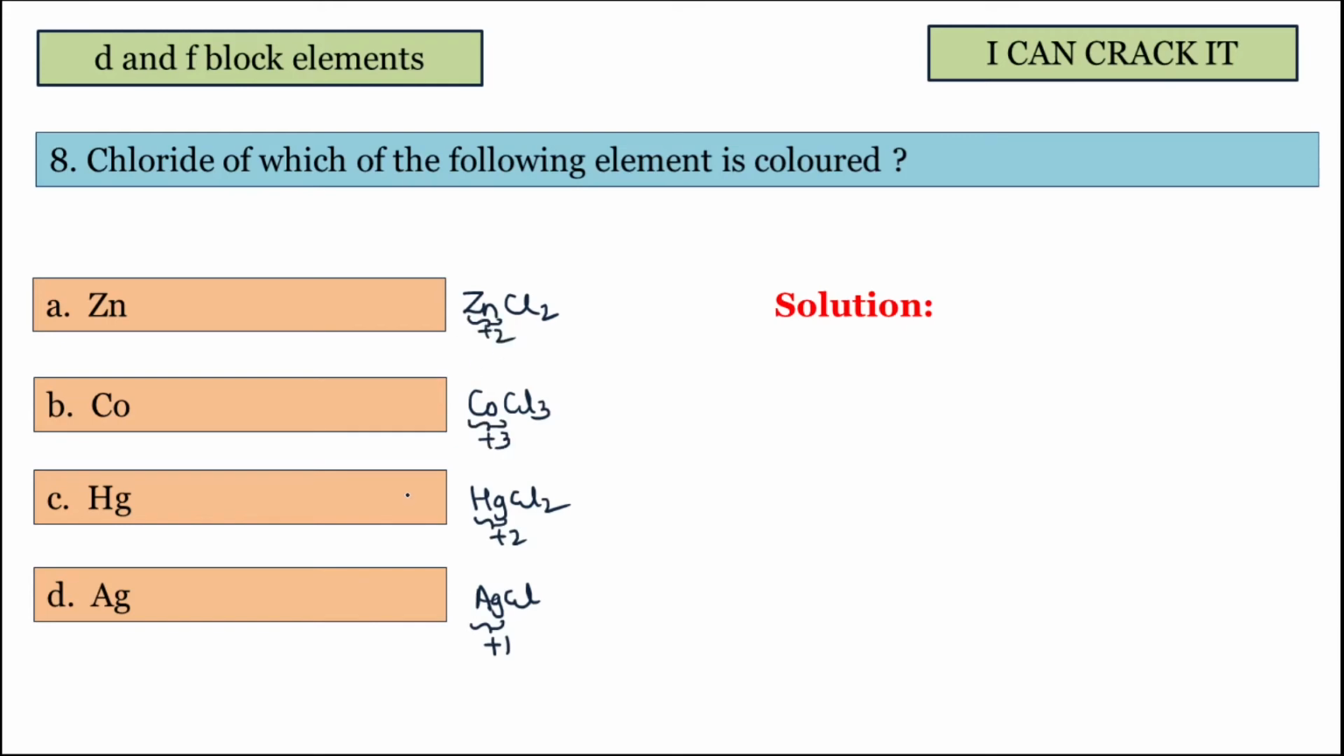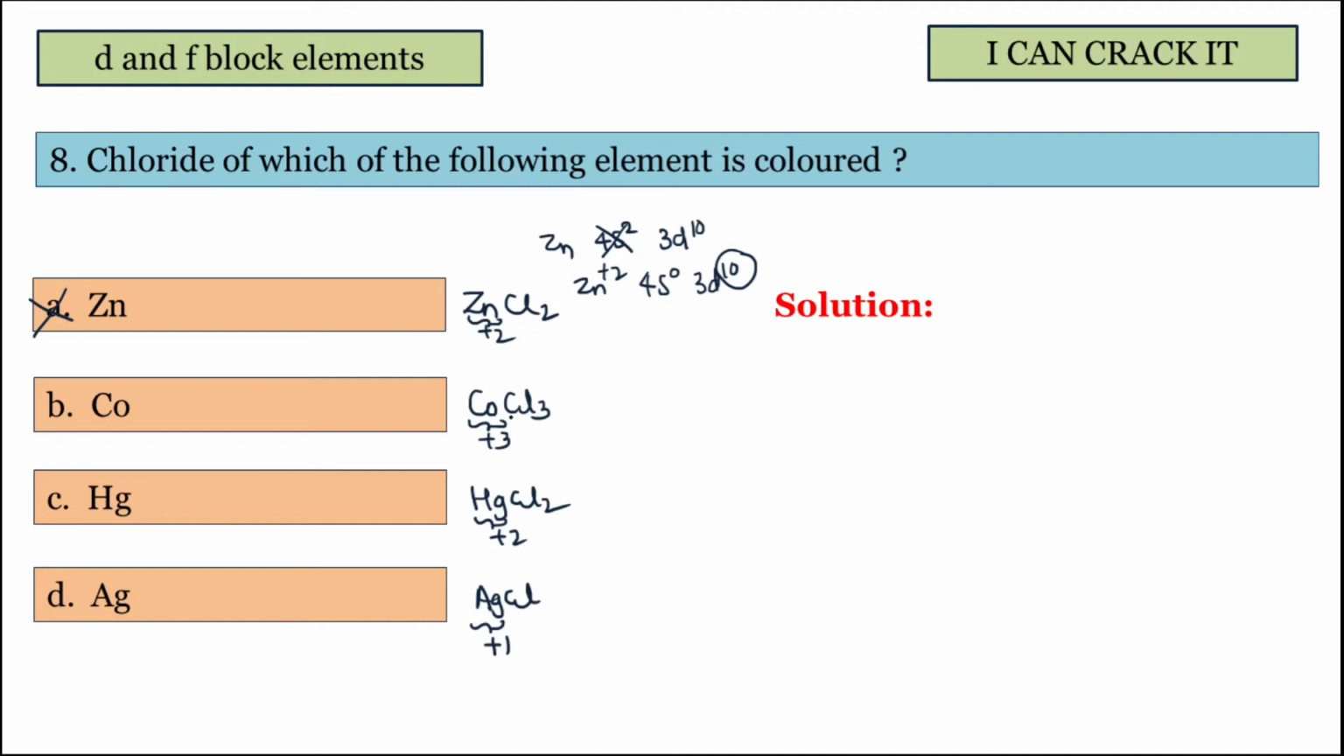Now check where you have unpaired electrons. In case of Zn +2, Zn is actually 4s2 3d10. If you remove 2 electrons, you get 4s0 3d10. All are completely filled, no unpaired electrons. So this is colorless. This is not colored.